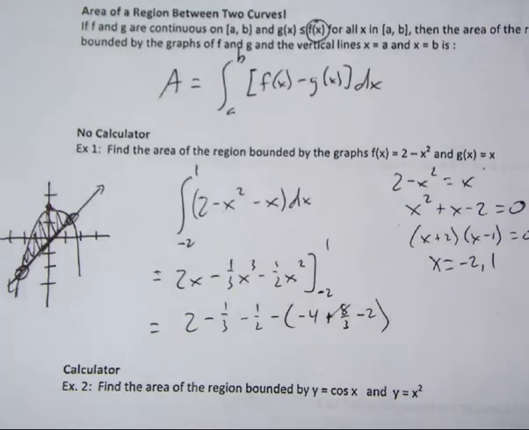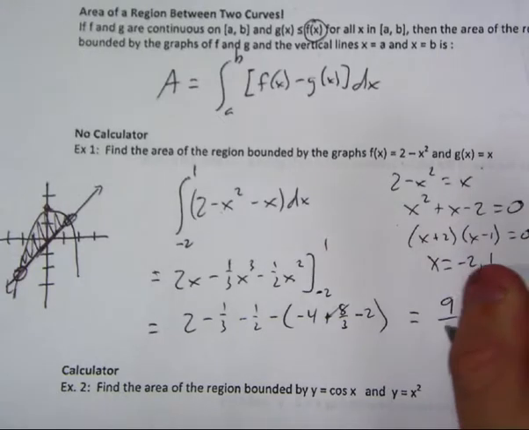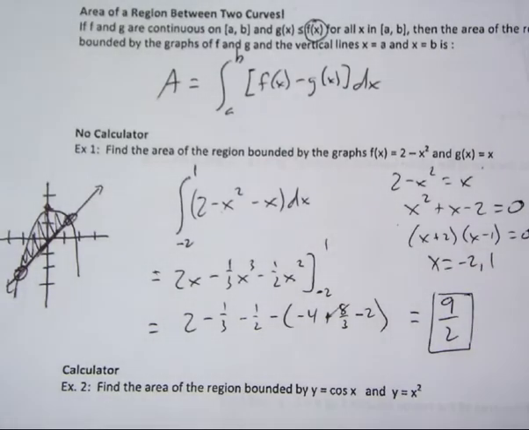On an FRQ, we can leave this answer. I'm just going to go ahead and give you the answer because I know you guys can work with fractions. The answer is 9/2. So that is the area from negative 2 to 1 bounded by those two functions. Top function minus bottom function.